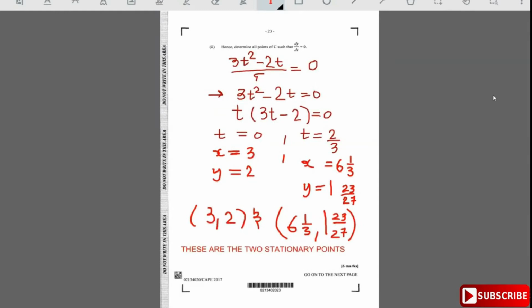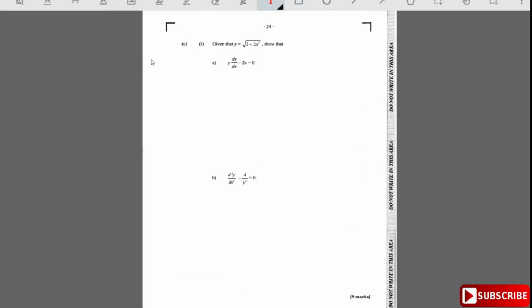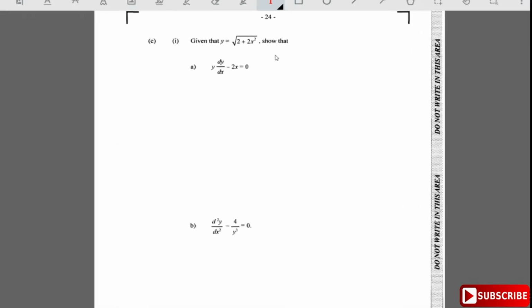Moving right along. Part C. Part C says y is equal to the square root of 2 plus 2x squared. Show this equation. Now, if you don't know implicit differentiation, go check out the video on implicit differentiation. We're going to be differentiating this implicitly.